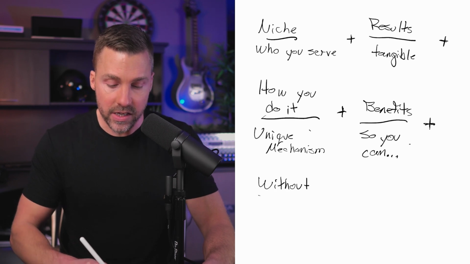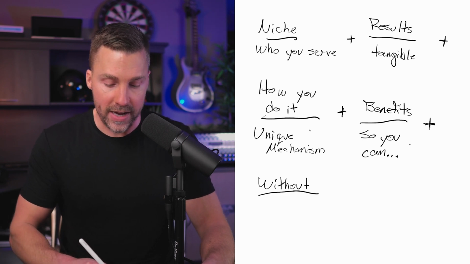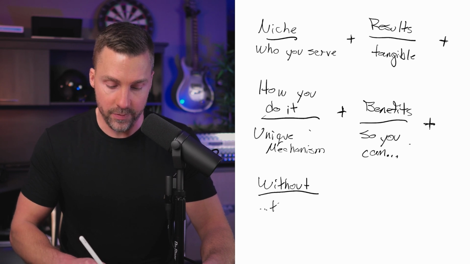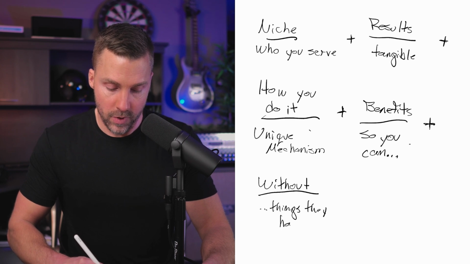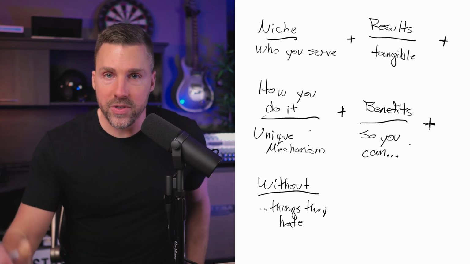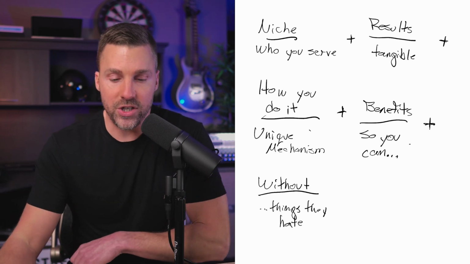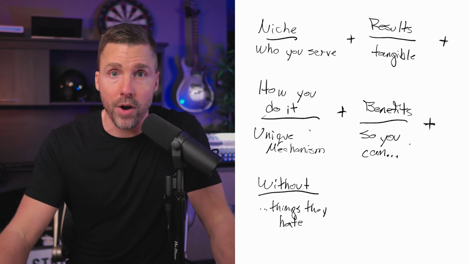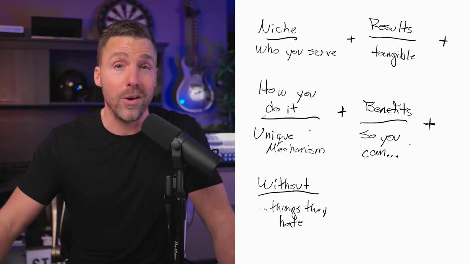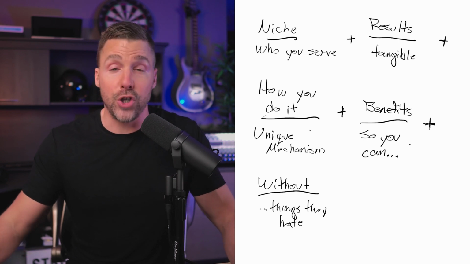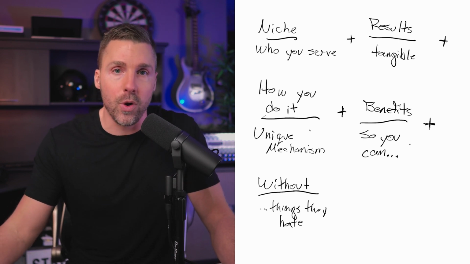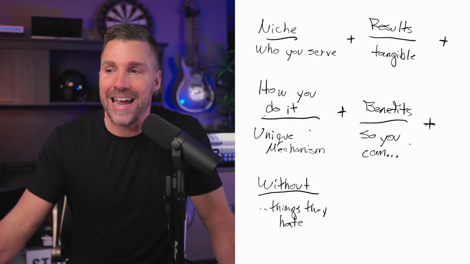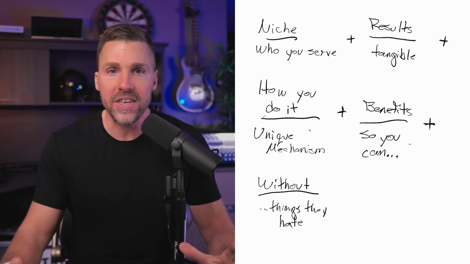And this is a little bit of risk removal, but without anything they hate. So things they hate. For example, through the acquisition agency, one of the big things that I preach is the minimum viable agency model. So we build agencies without complicated websites. We build them predominantly organically, no paid ads required. We do it without having to create endless streams of content on social media, all of these different things.